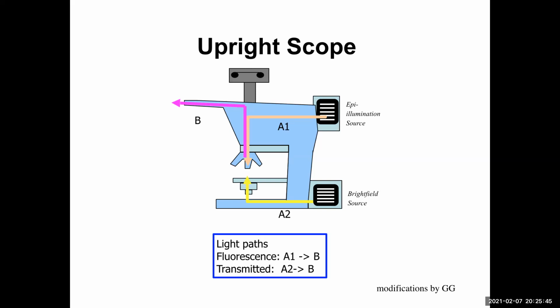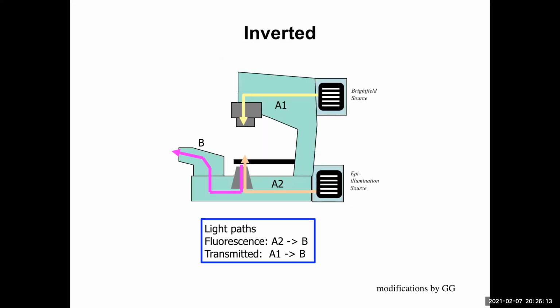So that orange line A1 to B, that is fluorescence. You can see that it's only using the top half of the scope, right, up to this stage. Anything below the stage, the condenser, the lights down there, doesn't matter. It's just that half of the scope. The bright field light path uses the entire scope. It's A2 to B. So this is fluorescence versus transmitted light on an upright scope.